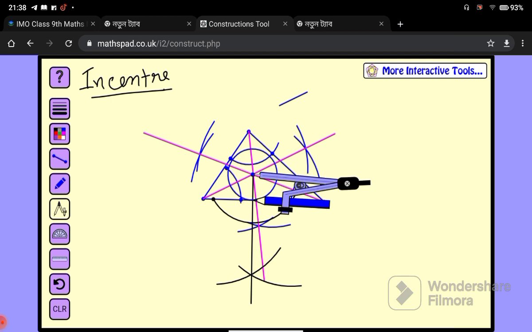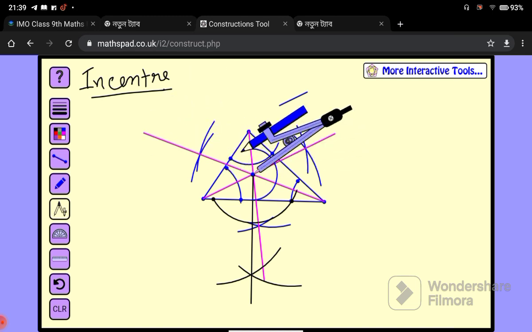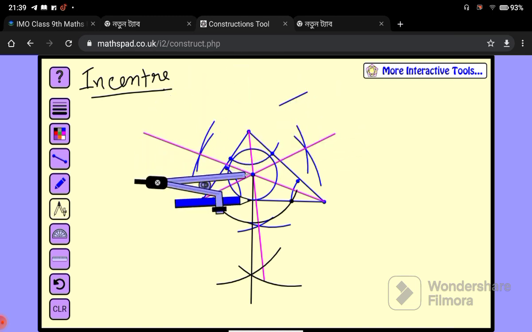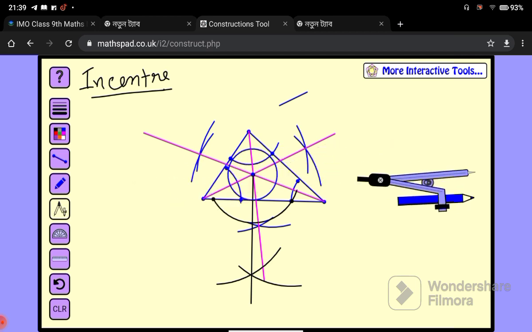Maybe there is a little bit of problem in the construction because you can see many points are there and these pencil points are not sharp. That is why the problem is coming. But if you use the compass in your copy, then you can clearly see the point will touch every side. Okay, so you will get the actual incenter of this. Here two sides have touched, but if you practice in your copy, then this part will also touch.